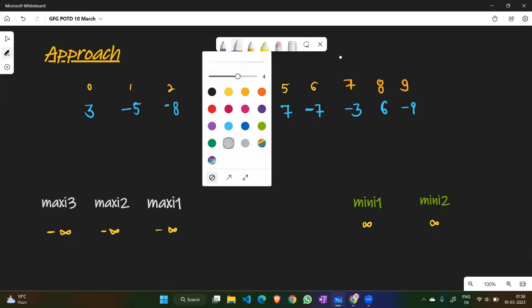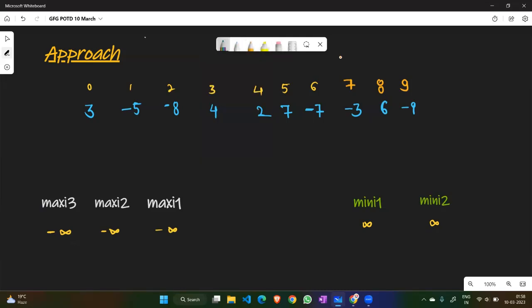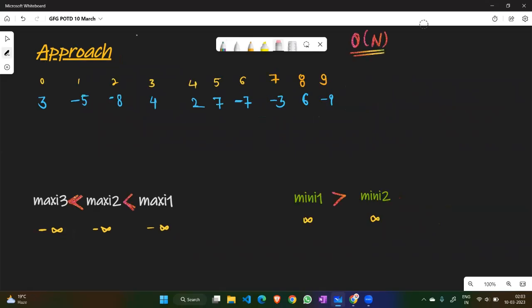So let's take these array elements. Initially I have initialized the maximums as the minimum number, minus infinity, and the minimums as the maximum number. Initially we take the array element 3. Here the order I have written is that maximum 1 is greater than maximum 2, and maximum 2 is greater than maximum 3, and minimum 1 is more minimum than minimum 2. So let's come to the first index. We can see 3 is here.